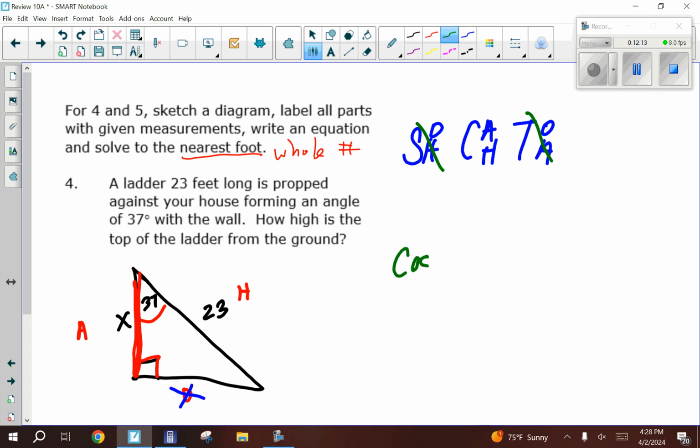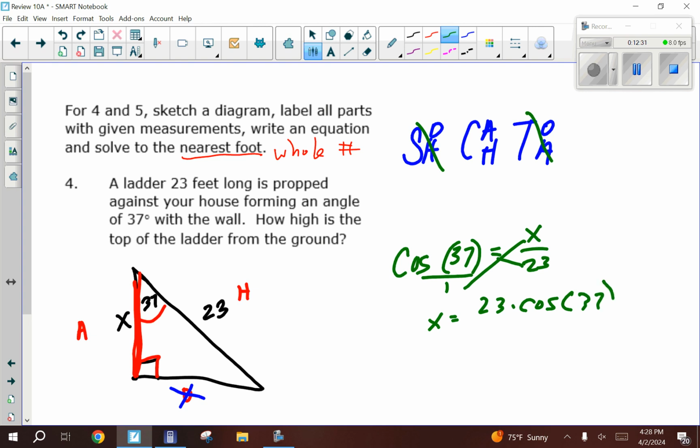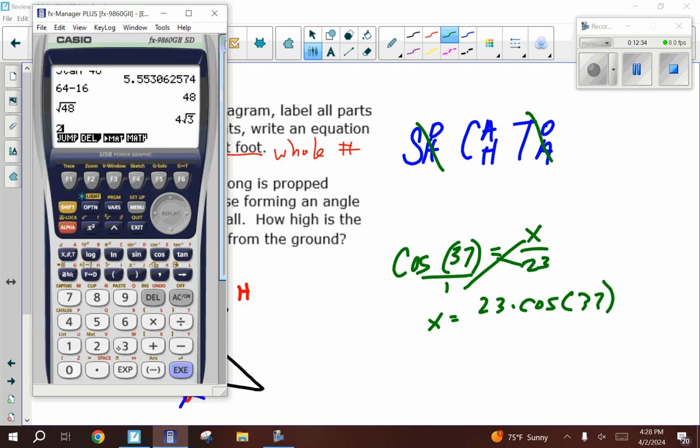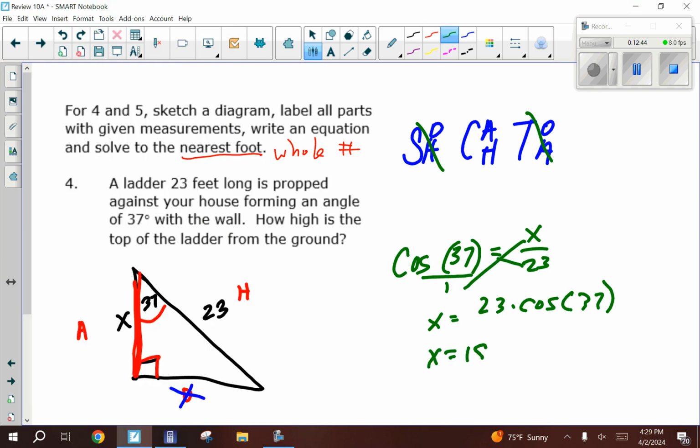So this is going to have to be the cosine of 37 is equal to the adjacent, which is x, over the hypotenuse, which is 23. Slap that over 1, and then we can just cross multiply this. So x times 1 is x. 23 times cosine 37 goes in your calculator. So 23 cosine 37. If we're rounding this to the nearest foot, we're going to say it's about 18 feet if you care to put the units.